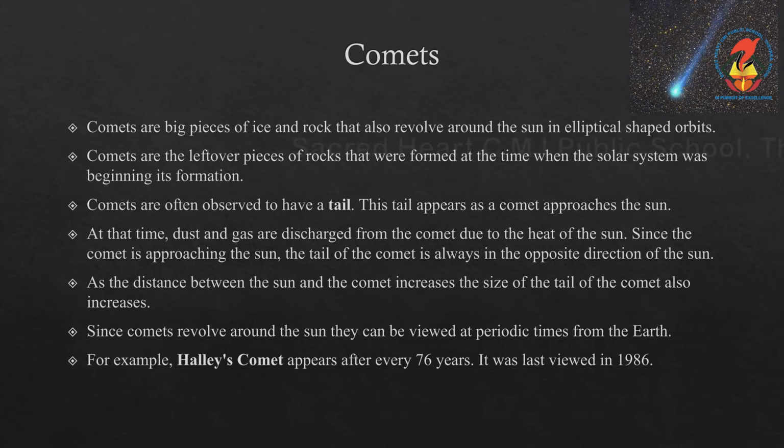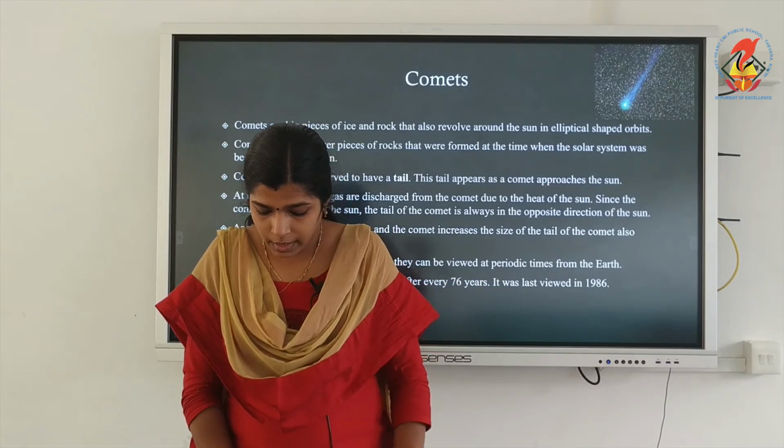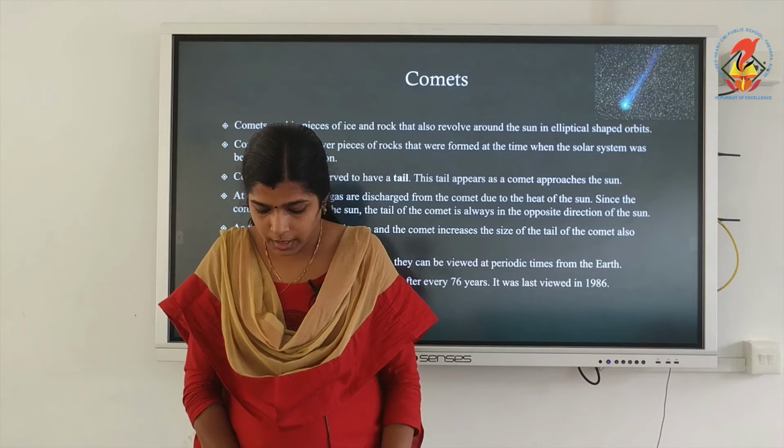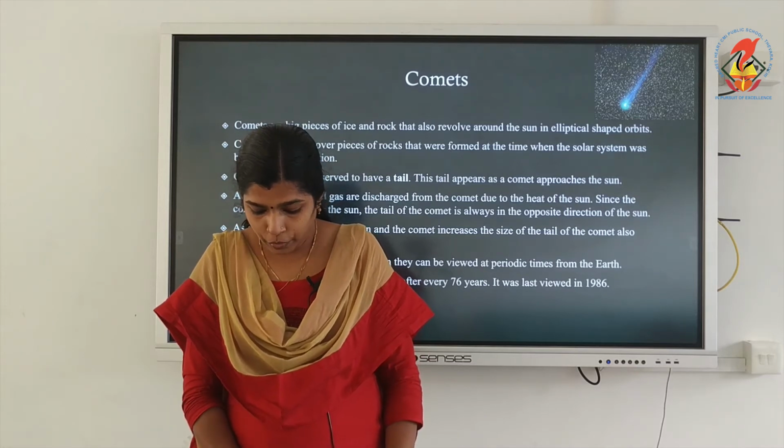Since comets revolve around the sun, they can be viewed at periodic times from the Earth. For example, Halley's comet appears after every 76 years. It was last viewed in 1986. A comet is a celestial object that revolves around the sun with a very long period of revolution.